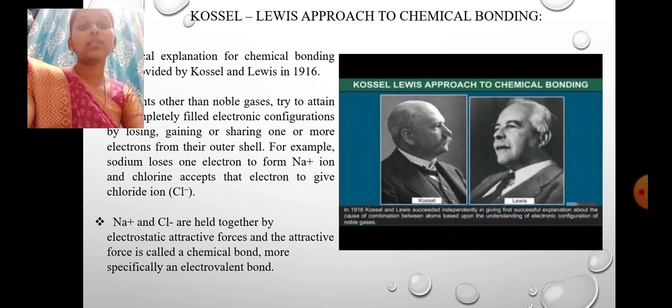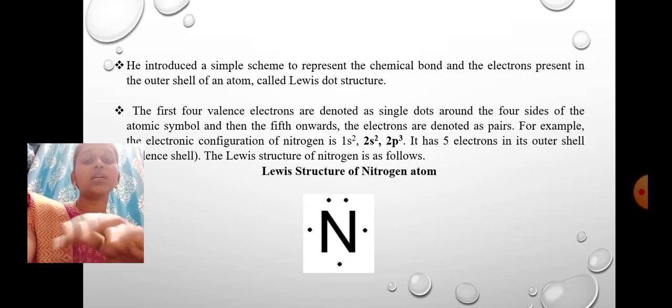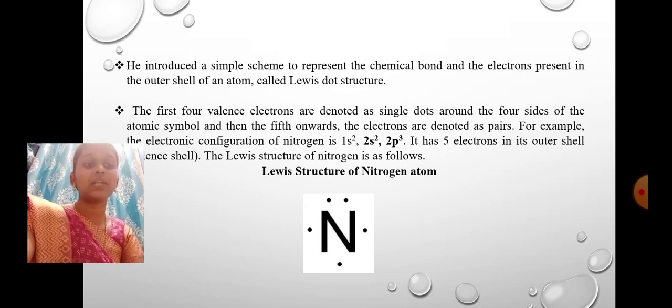Next, Lewis introduced a simple scheme to represent the chemical bond and the electrons present in the outer shell of an atom. It is called the Lewis dot structure. For example, the Lewis structure of a nitrogen atom. The first four valence electrons are denoted as single dots around the four sides of the atomic symbol, and from the fifth onward the electrons are denoted as pairs.